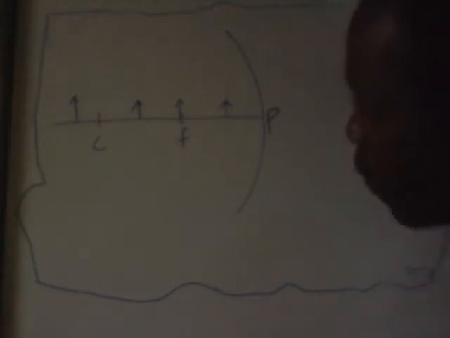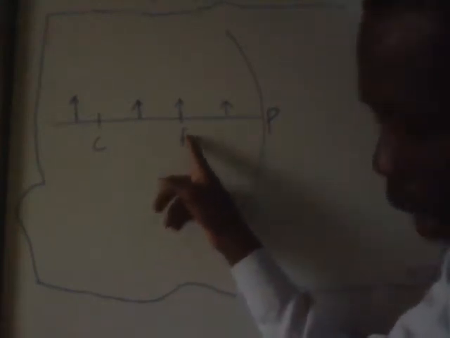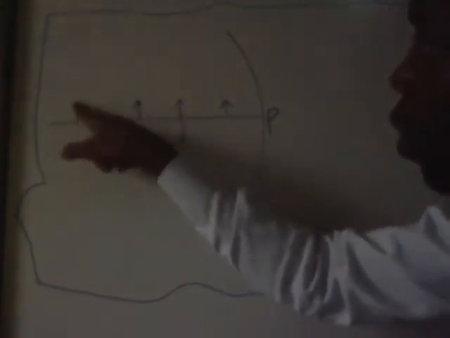So the question says an object is placed between focal length F and the center of curvature C. The object is between focal length F and center of curvature C. Yeah. So let me remove this.